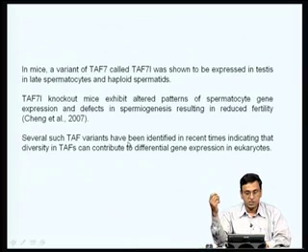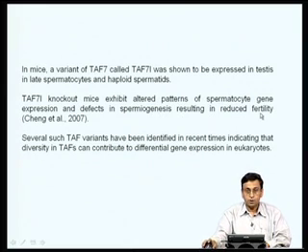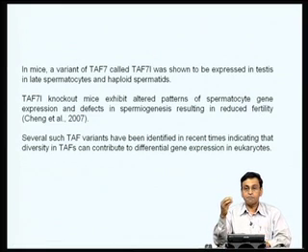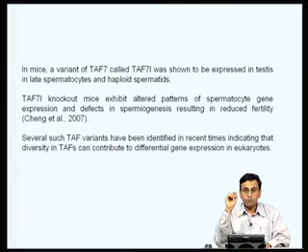Similarly, in the case of mice, for example, a variant of TAF7 called TAF7L was shown to be expressed in testes in late spermatocytes and haploid spermatids. So, TAF7L knockout mice again exhibit altered patterns of spermatocyte gene expression and defects in spermiogenesis, resulting in reduced fertility. So, you can see here are certain TAFs which are actually essential for spermatogenesis, and if you block the expression of this particular TAF, it results in infertility or reduced fertility in these mice.